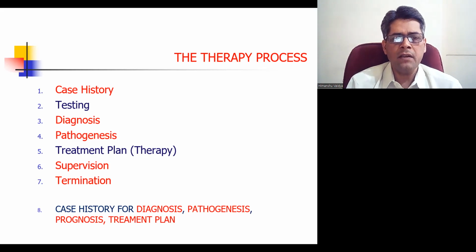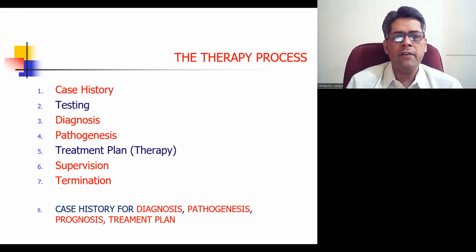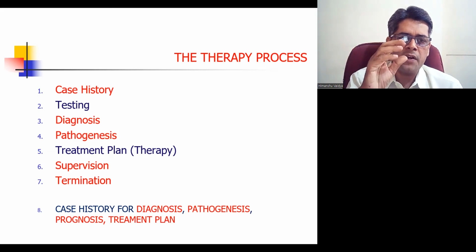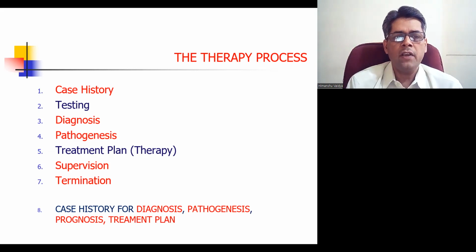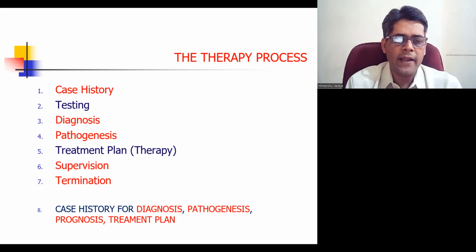Second phase is testing, which is optional. If at the end of case history we feel the need, we go for psychological testing and we get it done from an expert. Usually we don't do it because psychological testing is an extremely specialized area. Step 3 is based upon the information of the case history and psychological testing. We arrive at diagnosis. In some countries, law says only psychiatrist can diagnose. In some countries, therapists are also allowed to do the diagnosis.